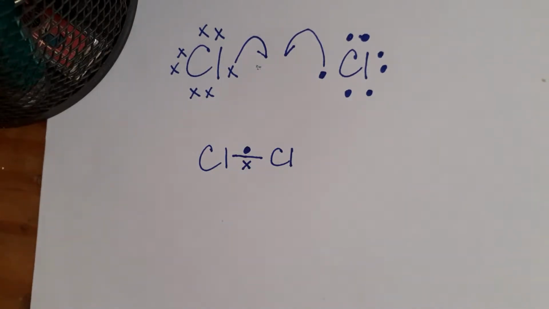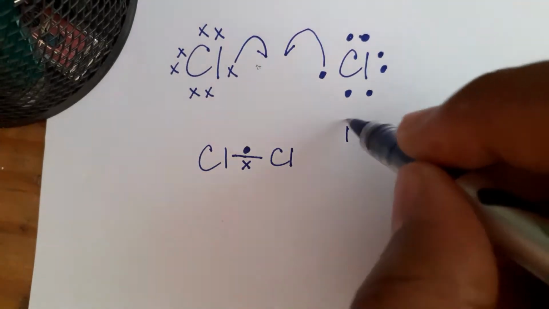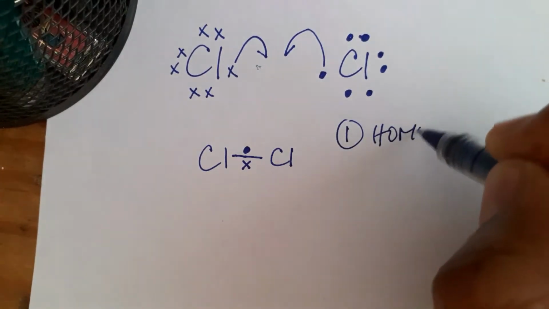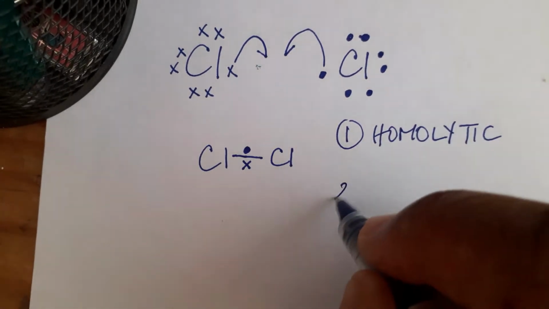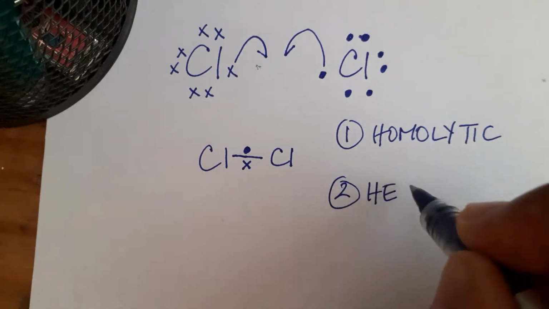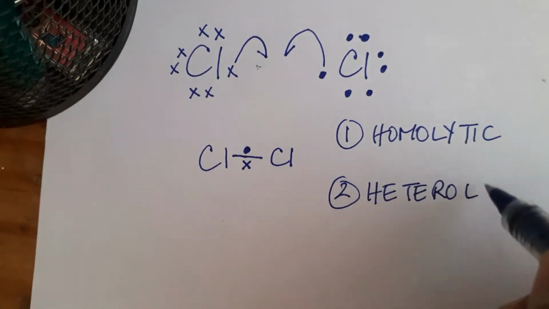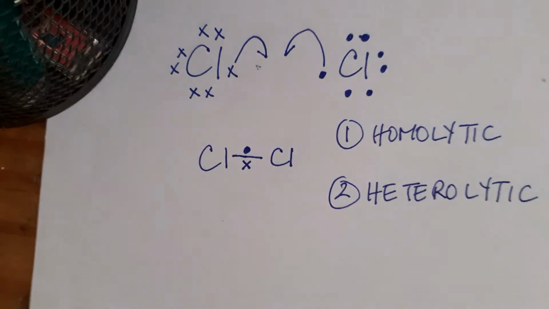And when it breaks, there are two ways in which it can break. We can break it in what we call a homolytic manner. So you may hear your teacher say a homolytic cleavage or a homolytic fission. Basically, a homolytic breaking of the chlorine molecule. You can also have what we call a heterolytic cleavage or heterolytic breaking of the bond.